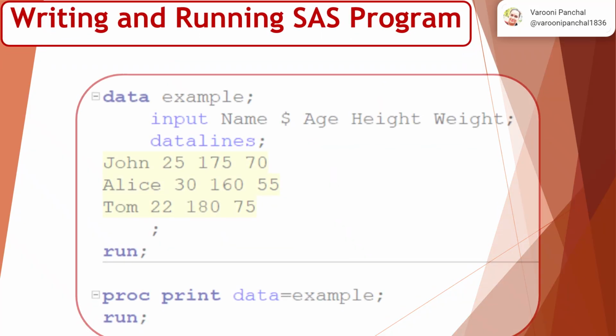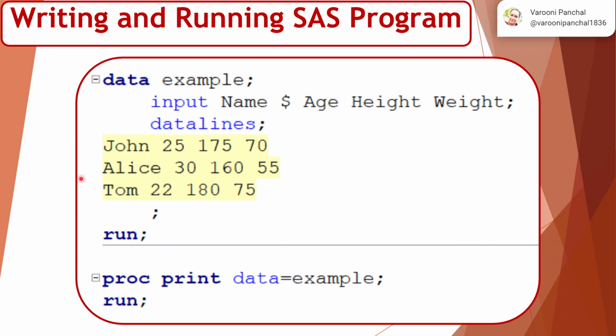Writing and running a SAS program. Now say, for example, this is a specific data step. As you see on the screen, in the slide, there are two steps. First is my data step and this is my proc step. This piece of code, whatever is written here, is my data step, and this is my proc step, right?